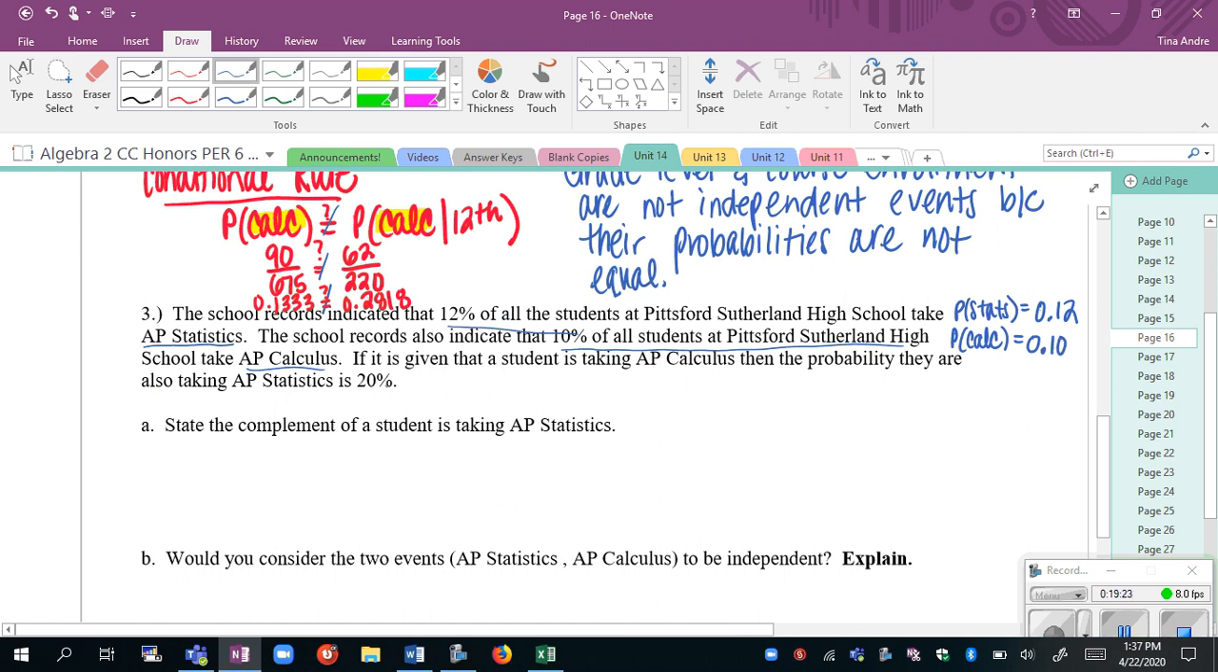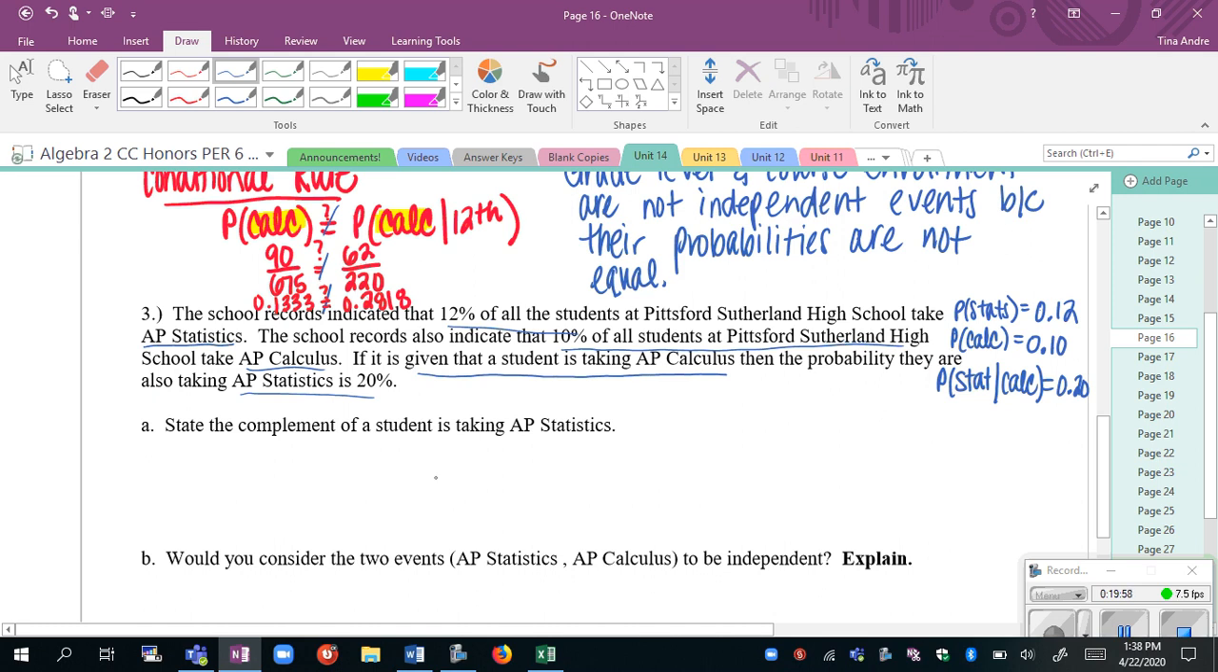And then it says if it is given that a student is taking calculus, then the probability that they are also taking stat is 20%. So basically this is saying the probability of stat given they're taking calculus is 20% or 0.20. All of the wording right there is the same thing as me just writing it like this. That's why I always like to dissect the problem and write out all of the numbers. What are the numbers that they're giving us?